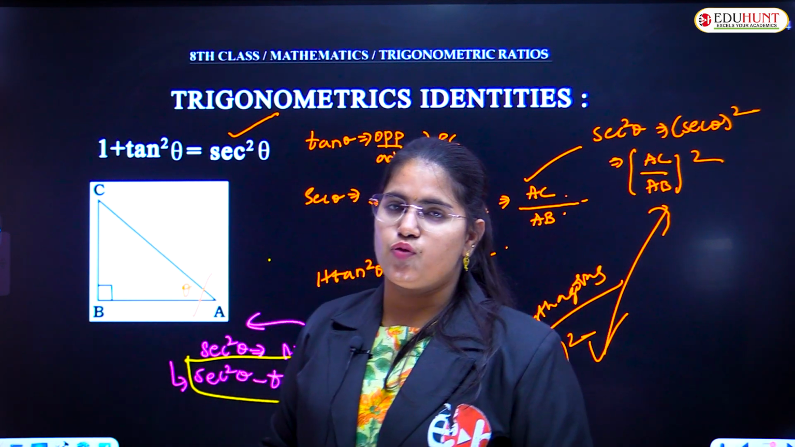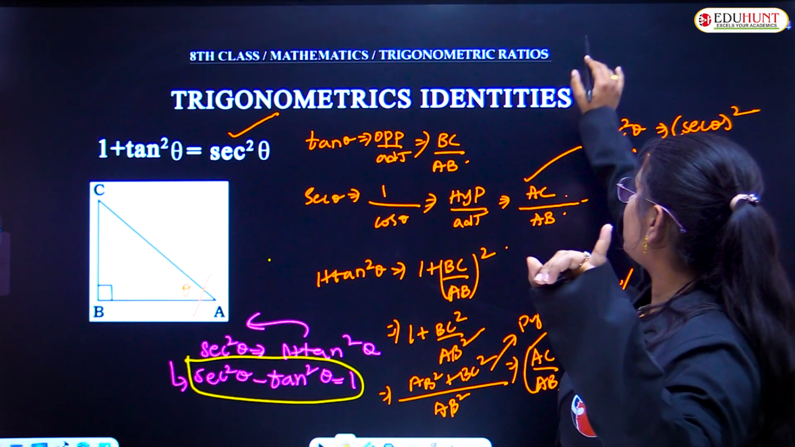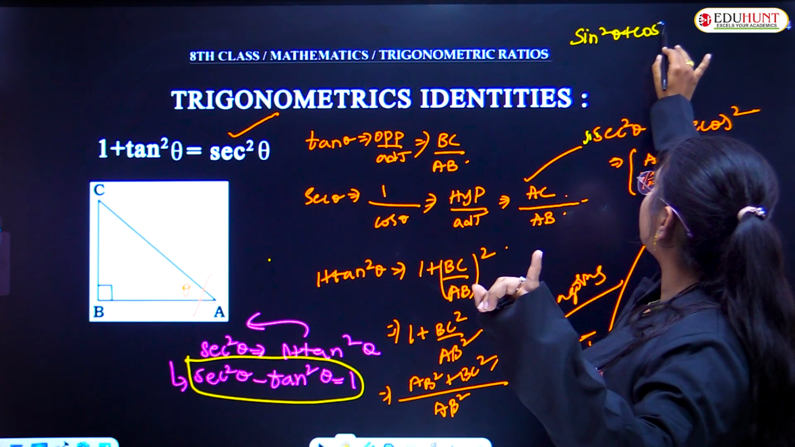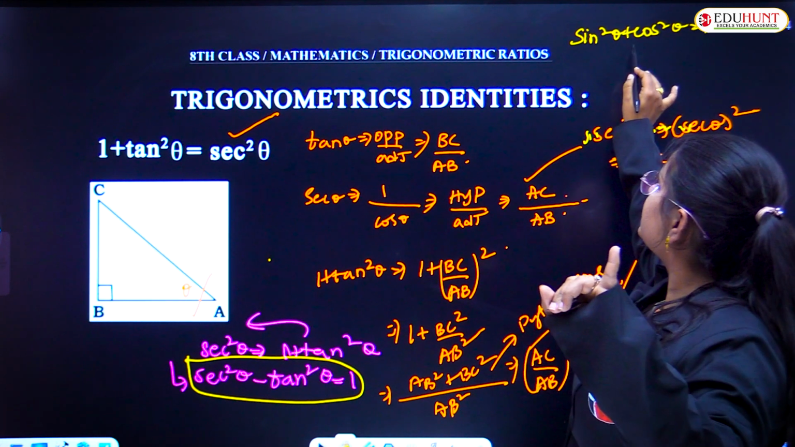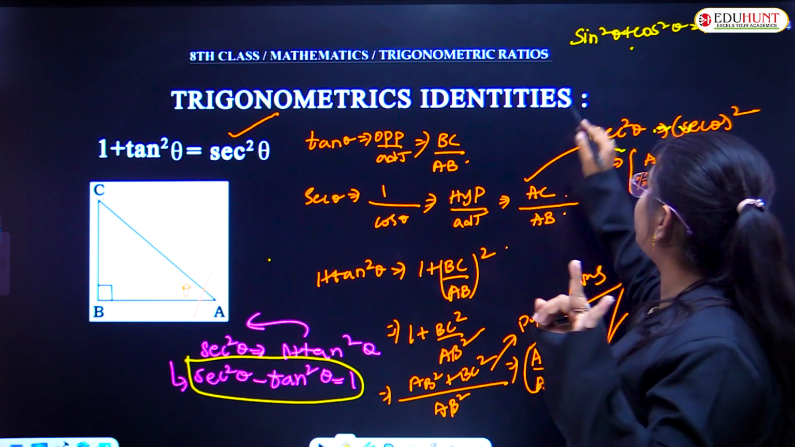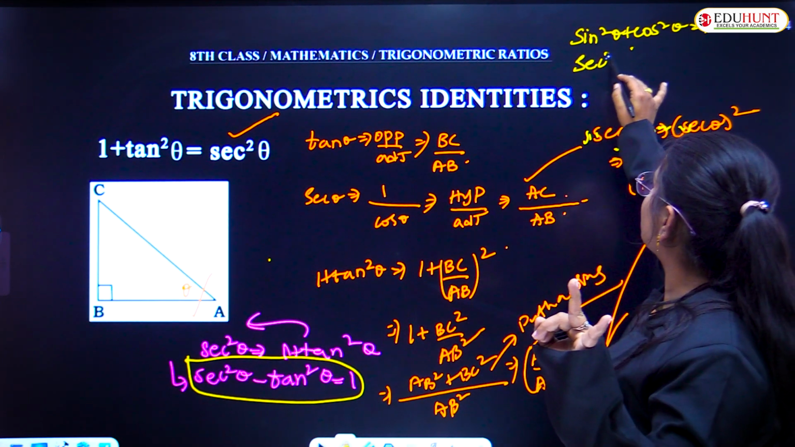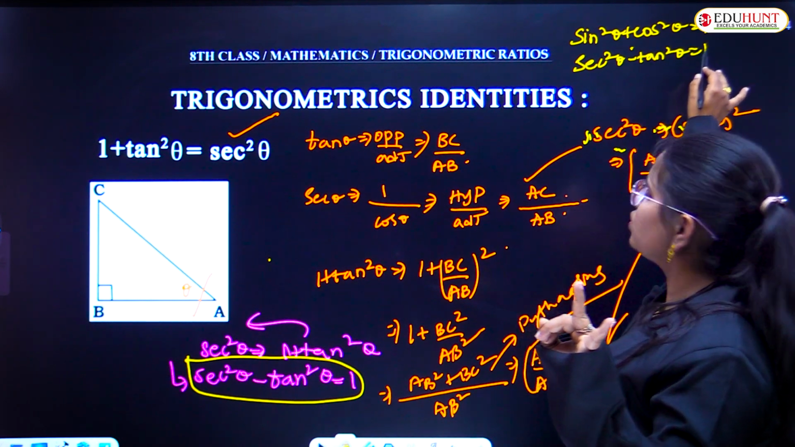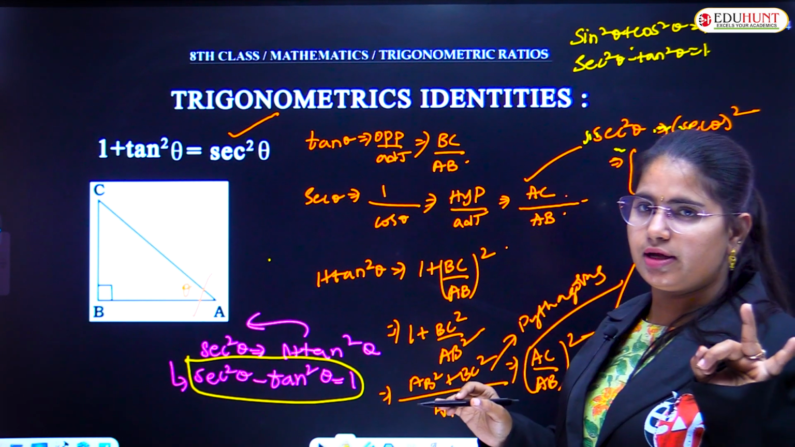So what is the first trigonometric identity I have told you? Just tell me. Sin square theta plus cos square theta is equal to 1. This is under plus. What is the next trigonometric identity I have told you? Secant square theta minus tan square theta is equal to 1. This is the second trigonometric identity.